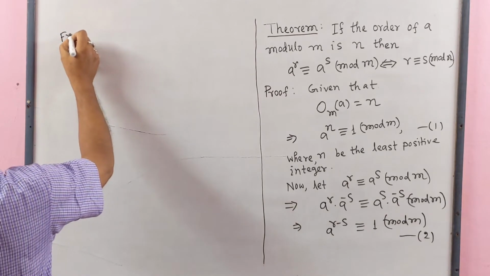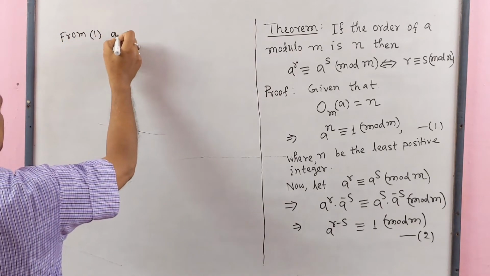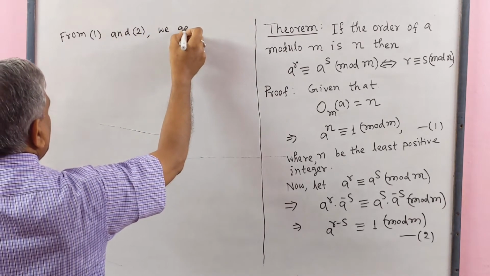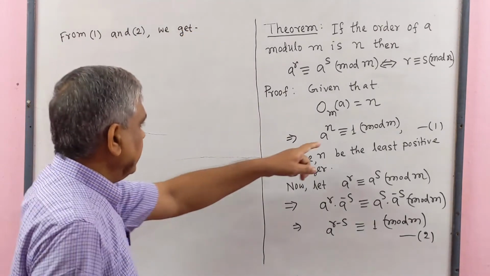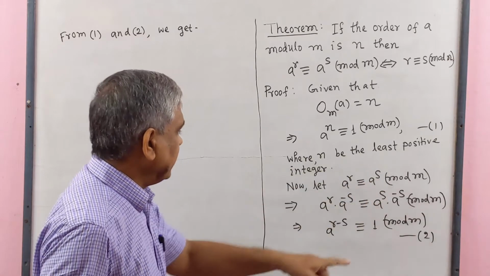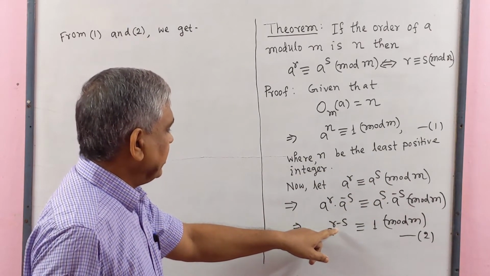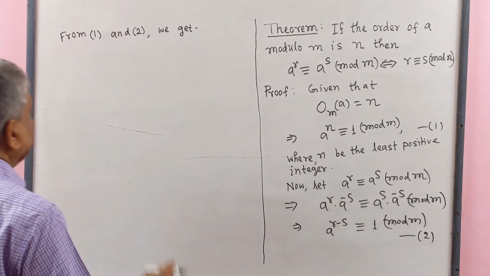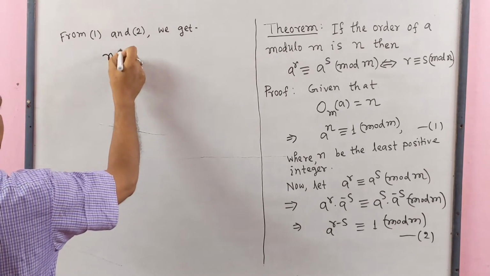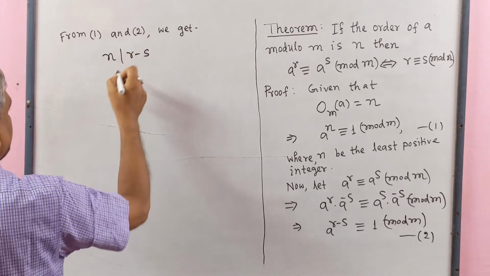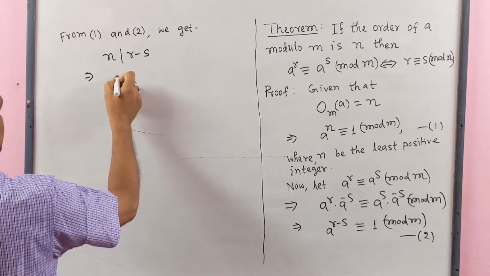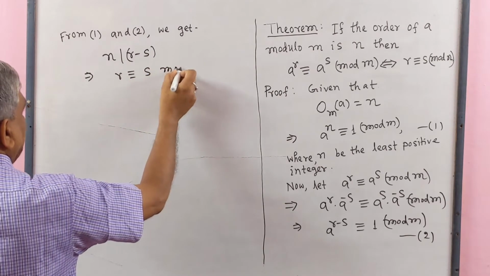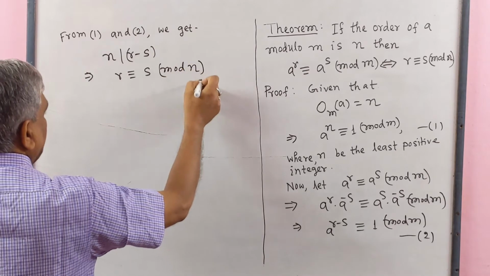From 1 and 2 we get, here n be the least positive integer. Here we have r minus s as power of a. Therefore, n divides r minus s, implies that r is congruent to s modulo n. Proved.